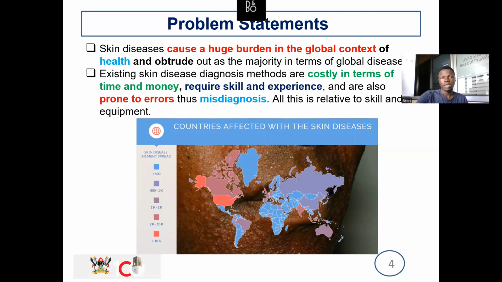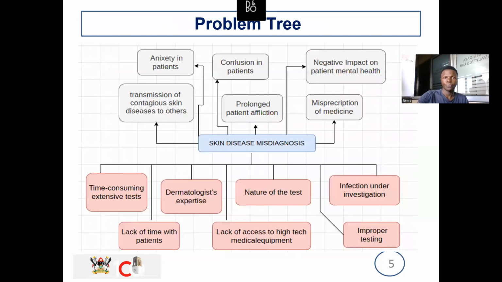During our research, we discovered that skin diseases cause a huge burden in our global context in terms of health. And the existing skin disease diagnosis methods are very costly in terms of money and time. They also require high skill and experience. And this means they are very prone to errors, therefore leading to misdiagnosis.